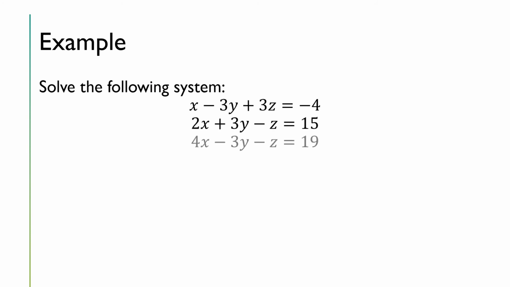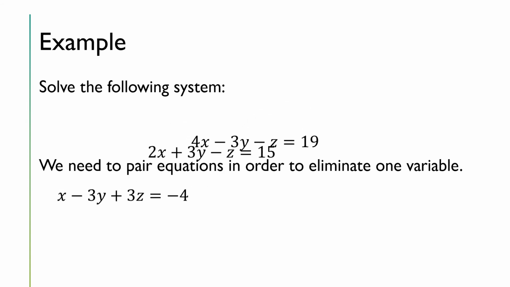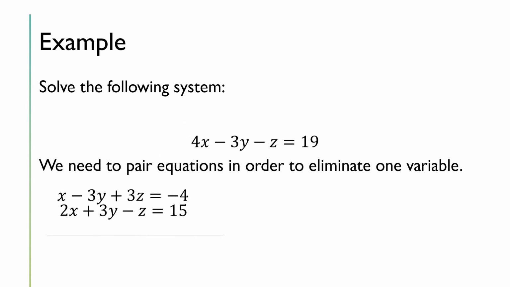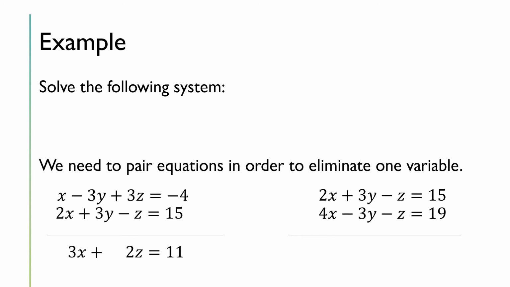The first example, we need to solve a system with three equations with three unknowns. To solve it, we need to pair equations in order to eliminate one variable. So I took the first one and the second one, and upon adding these two, the y variable got eliminated. Now you need to pair a different two equations to eliminate the same variable. So we need to eliminate the y. Upon adding the second and the third, we get another equation with variables x and z. So the y got eliminated.